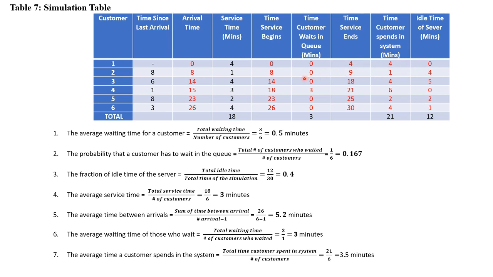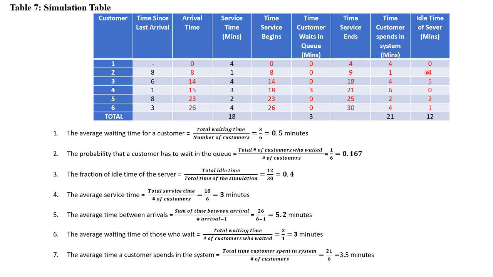So it's going to be the 8, the time that service began for customer 2, minus the time that customer 1 left the system, that is 4.